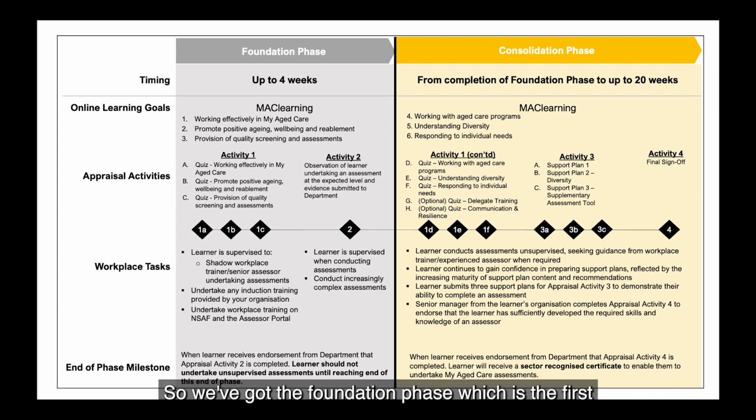So we've got the foundation phase, which is the first 4 weeks, and then the consolidation phase, which is the remaining 5 to 20 weeks in the whole training cycle. You can complete the training quicker than the time frame that we set out, but your organisation needs to sign off the learner that they're confident in their skills. So that's where you've got to be confident that your learner has progressed well and has picked up all the capabilities, and you're happy for them to be signed off.